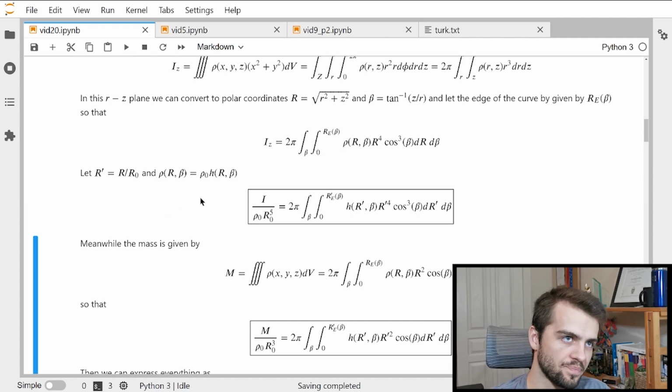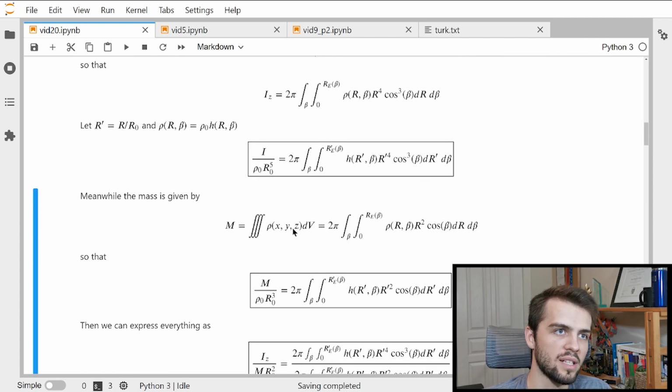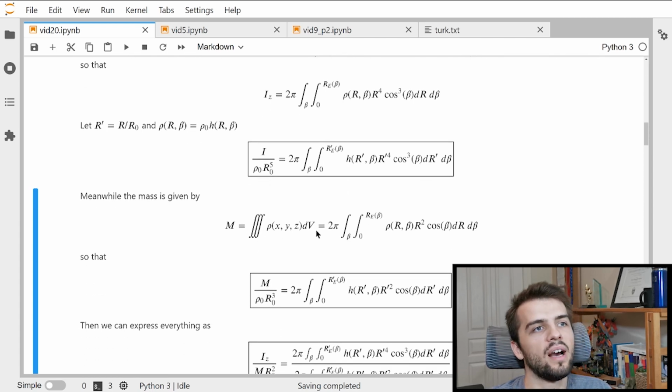Now, we really want I over m r squared, so we need to find the integral for the mass as well so that we can divide things and get I over m r squared. So the obvious thing to do next is to find an integral for the mass. So the mass is easy. It's just the integral of the density over all the volume.